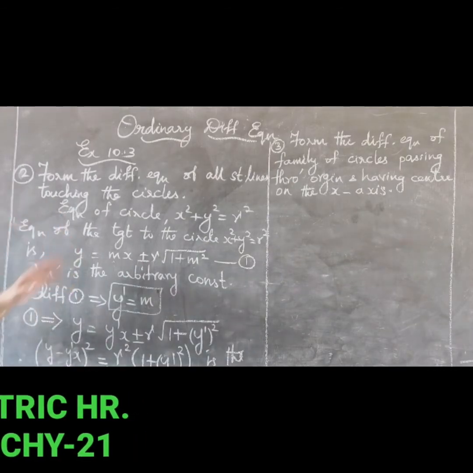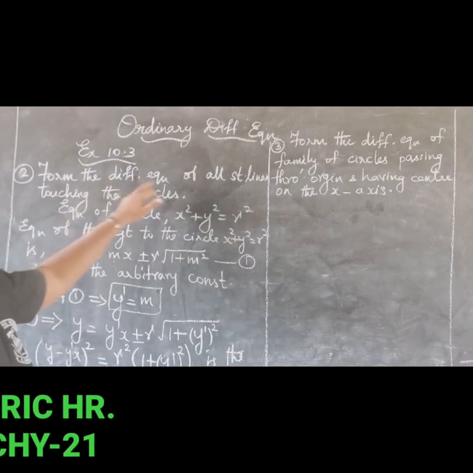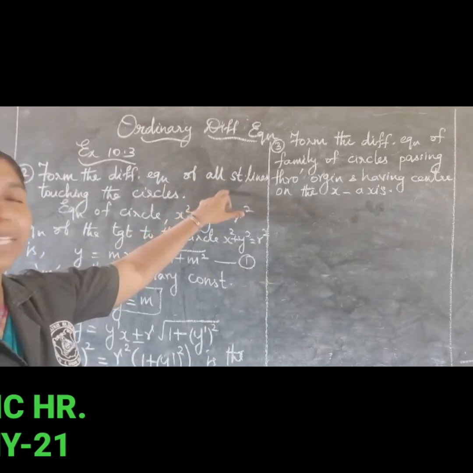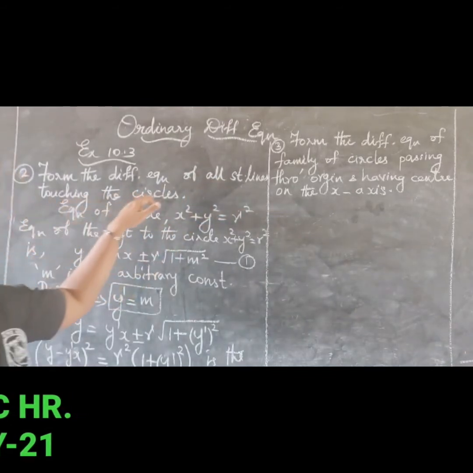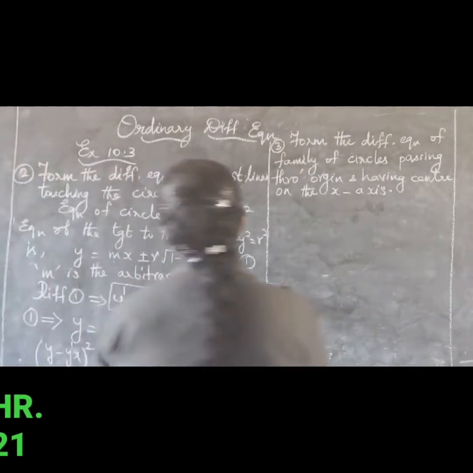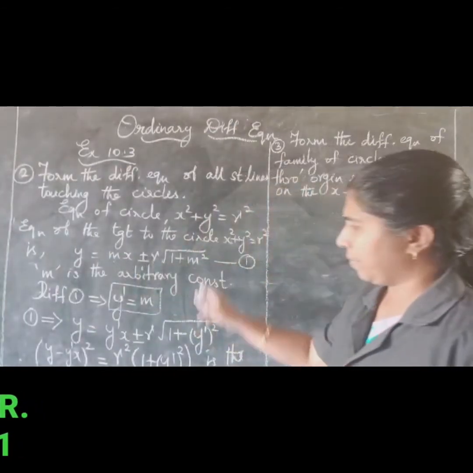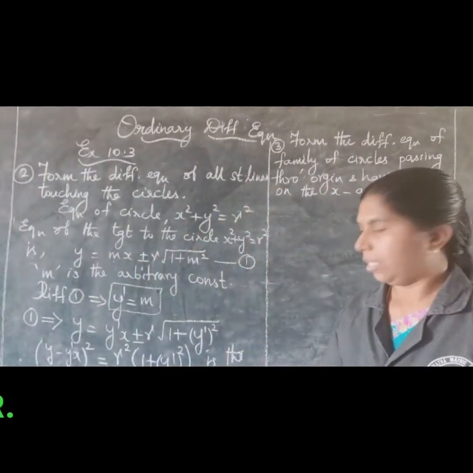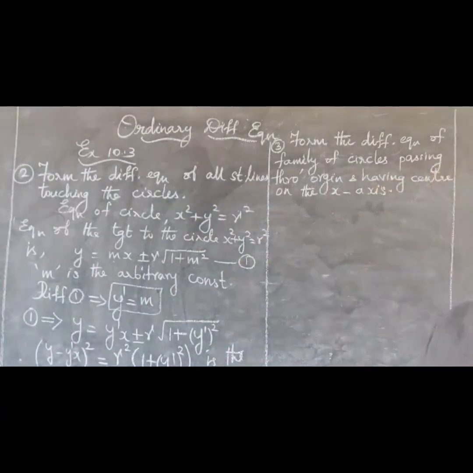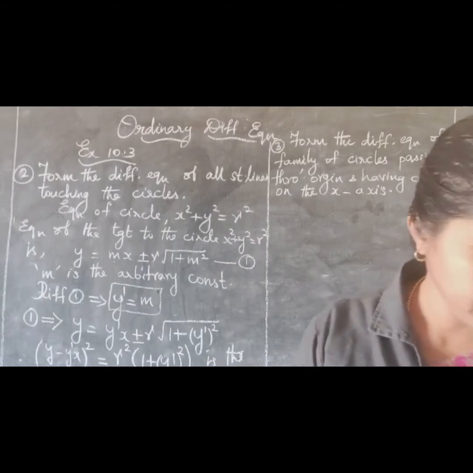So in the question it is given, form the differential equation of all the straight lines. It is understood that all the straight lines touching the circle are called tangents to the circle. So with the help of the equation of tangent, we are finding the differential equation. Now next, question number 3.